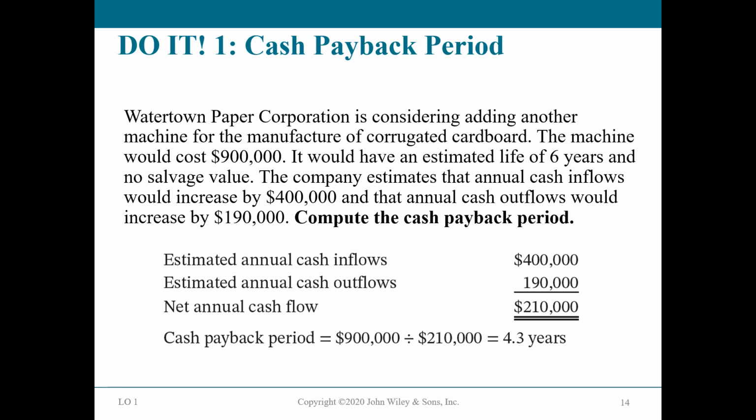Computing the cash payback period, we take the $900,000 original outlay divided by the $210,000 net annual cash flow generated would be 4.3 years to have the item paid for from a cash payback perspective.